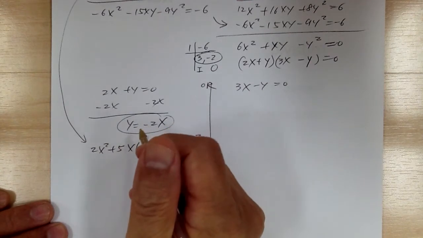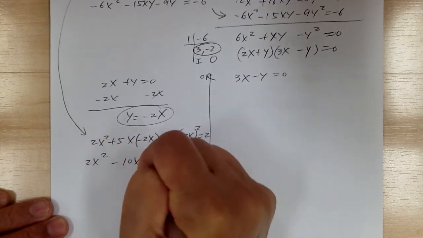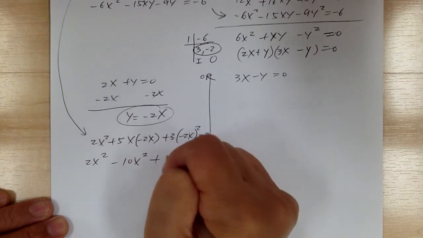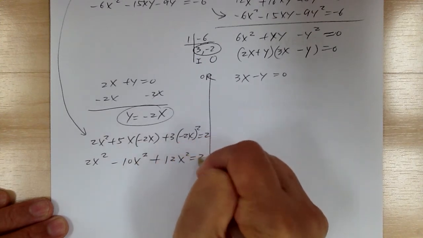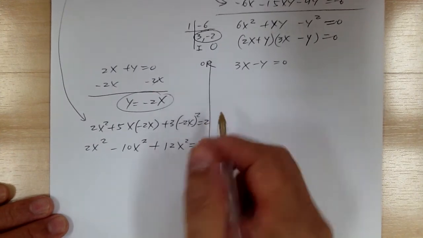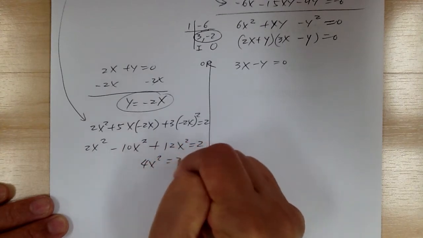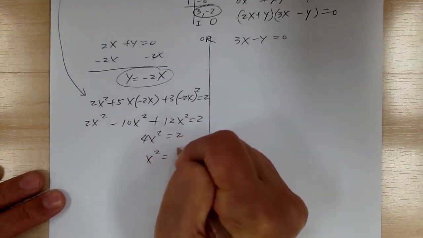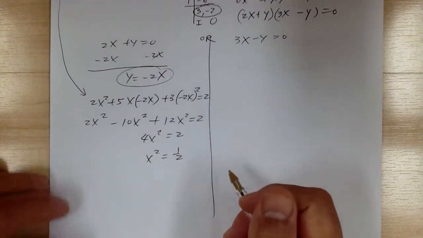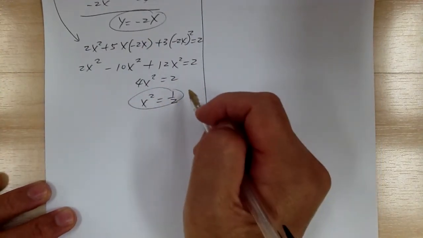Go ahead and work everything out. I get 2x squared minus 10x squared plus 12x squared equal to 2. So add everything together, I get 4x squared equal to 2. So x squared equal to 1/2. Okay, so again, that's important information.